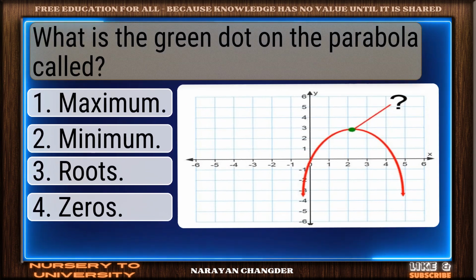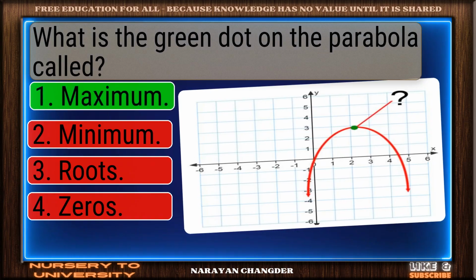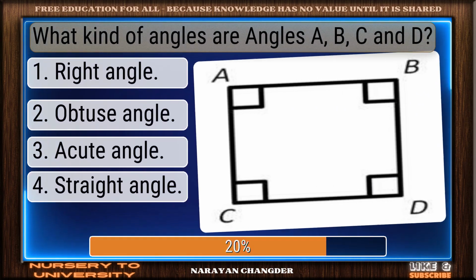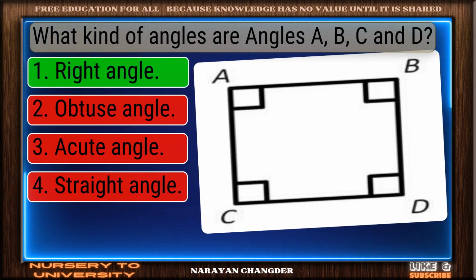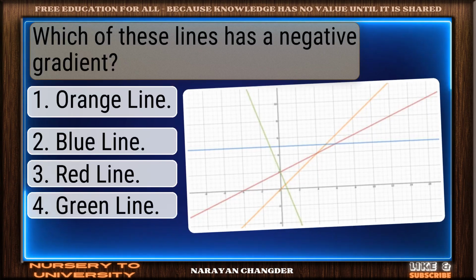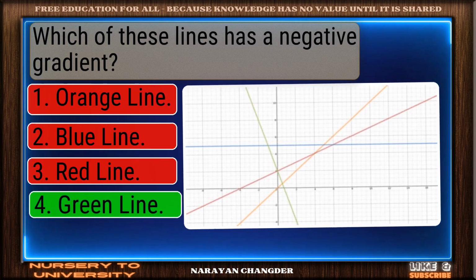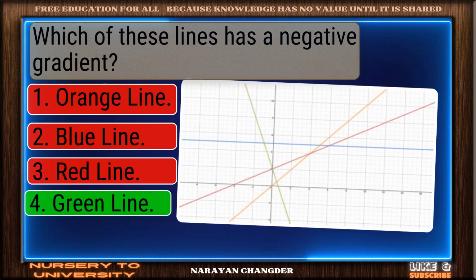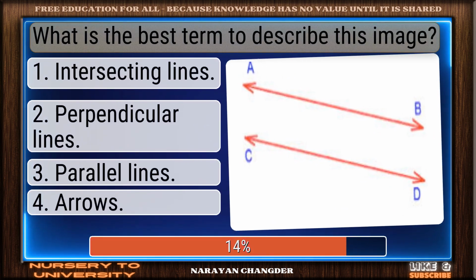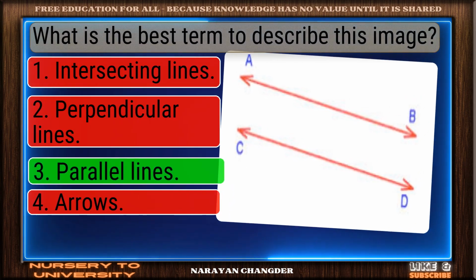What is the green dot on the parabola called? Nicely done. Maximum is a solid answer. What kind of angles are angles B, C, and D? Nice selection. Right angle is the correct and valid answer. Which of these lines has a negative gradient? Solid response. Green line is a valid choice. What is the best term to describe this image? Bravo. Parallel lines is the answer.